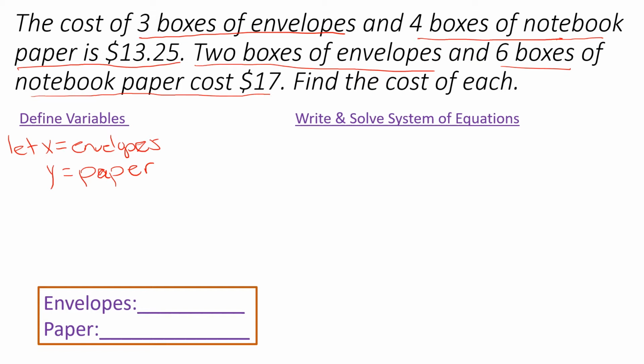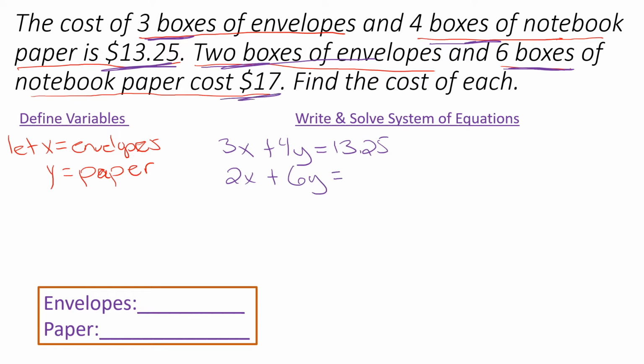All right, so 3 boxes of envelopes, so that would be 3x, and 4 boxes of notebook paper, plus 4y, is equal to $13.25. So that would be equal to 13.25. All right, so next, 2 boxes of envelopes, so that would be 2x plus 6 boxes of notebook paper, 6y, is equal to the cost of $17. So we've written our system. All right, let's solve it.